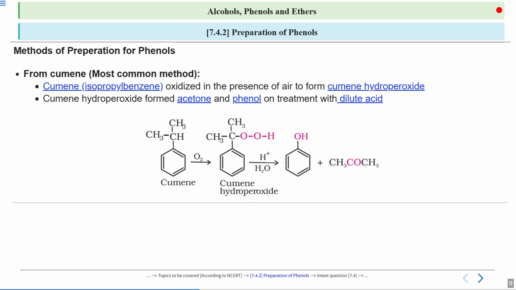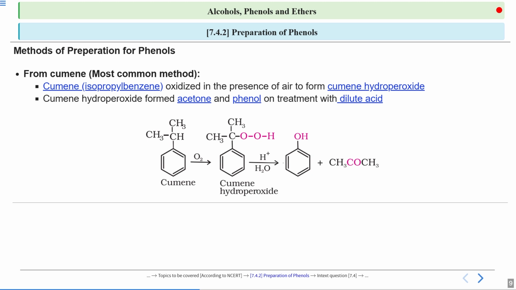If you look upon the reaction, we have this molecule cumene, which is benzene over which an isopropyl group is attached. Then when you oxidize this cumene in the presence of air, that is oxygen, the oxygen will enter the isopropyl group and you will get cumene hydroperoxide. Then you do the acidification of this cumene hydroperoxide in the presence of dilute acid. You will get phenol as your major product, and along with that acetone. The acetone byproduct, CH3COCH3, is also obtained in large quantity.